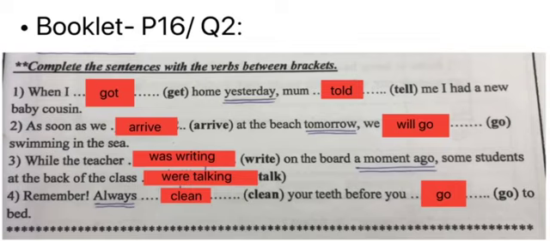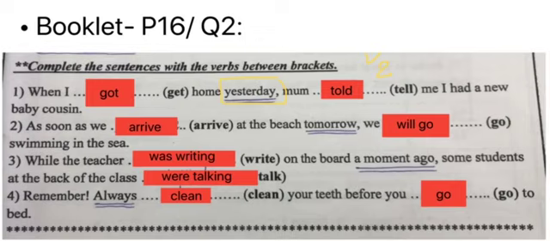Look at sentence number 1. Where's the keyword? Yes, the keyword is yesterday. Yesterday is one of the keywords for past time clauses. Past time clauses have 2 tenses, simple past and past continuous. In this sentence, we used simple past verbs because these 2 actions could not happen at the same time. Let's read the sentence. When I got home yesterday, Mom told me I had a new baby cousin.